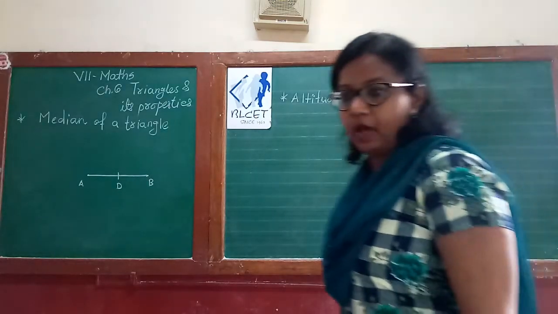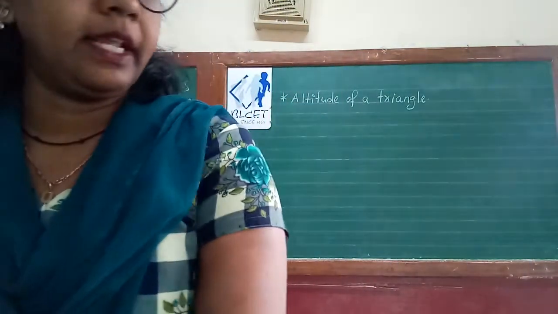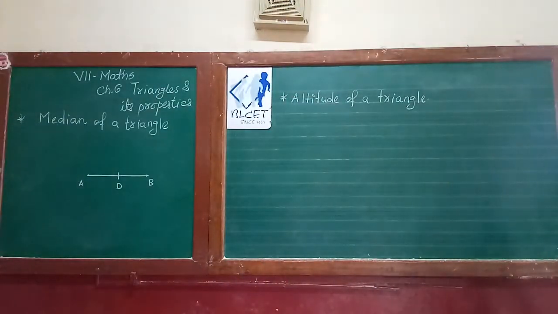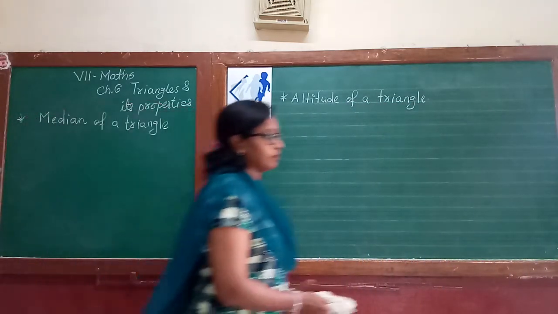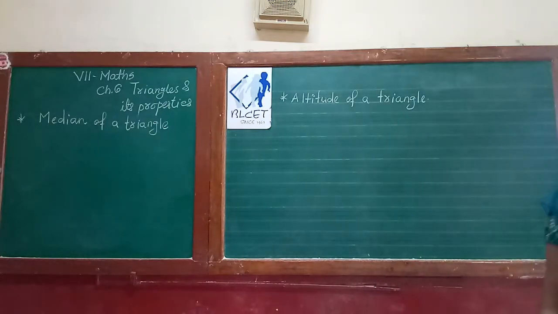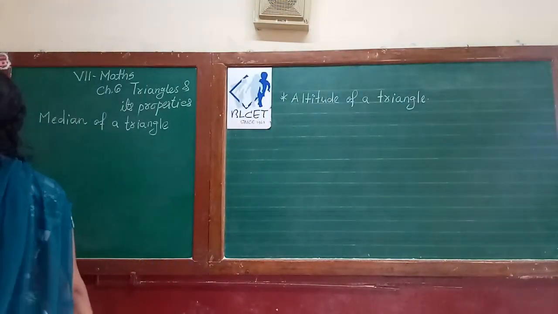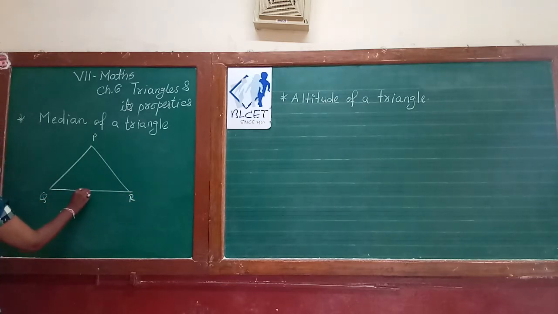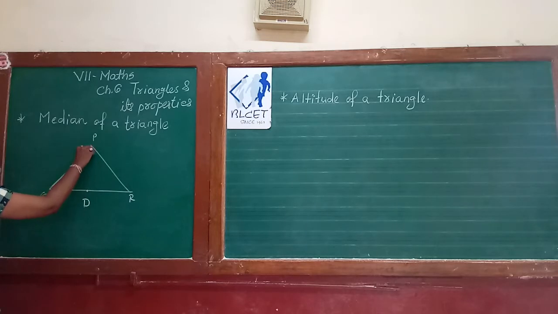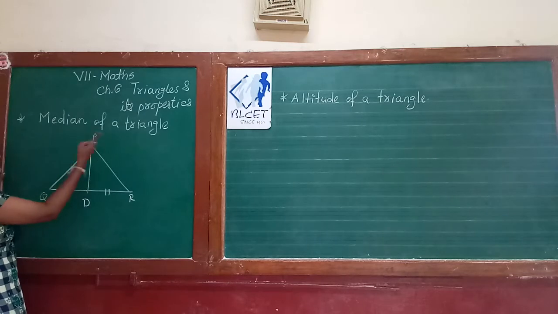Okay, so already we have learned through the activity the concept of median and altitude. So let's understand the definition. So what have we learned? The median of a triangle. Suppose you have this kind of triangle PQR. D is the midpoint. By folding paper I will explain to you, and P is the vertex. So PD is the median of a triangle.